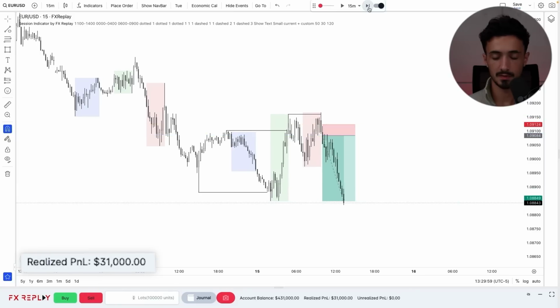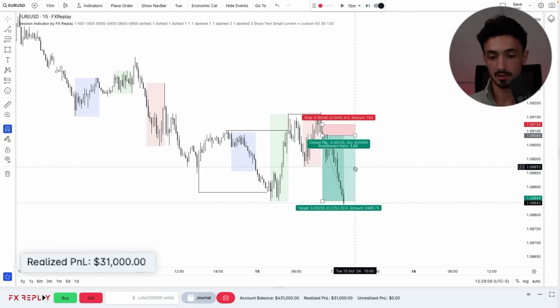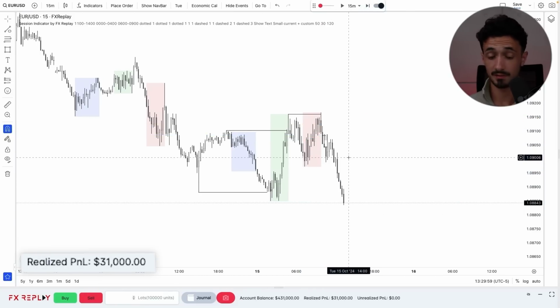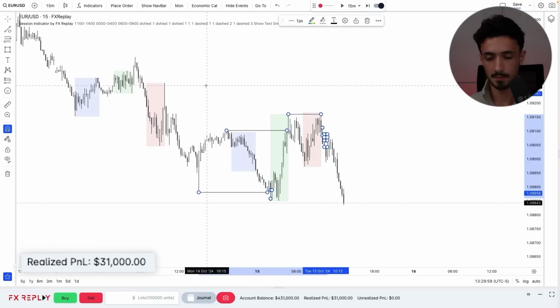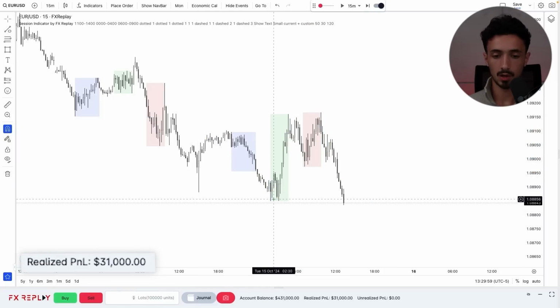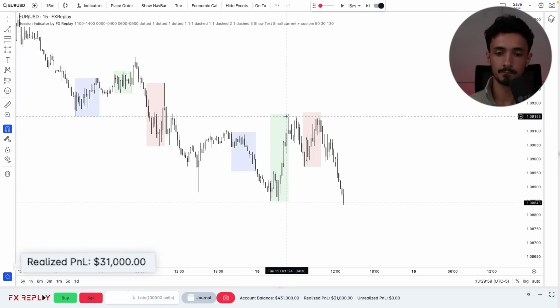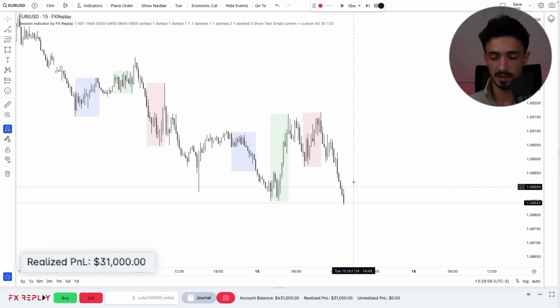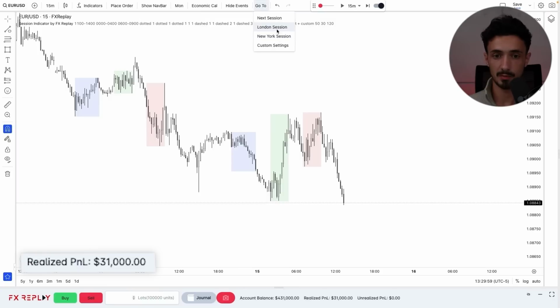So I played through on the M15, and that was pretty much the day's worth of price action. Very, very clean price delivery, right? Again, to recap: old low, entry model, higher, liquidation of external liquidity, shift, trade lower. Let's go into the next day's worth of price action.